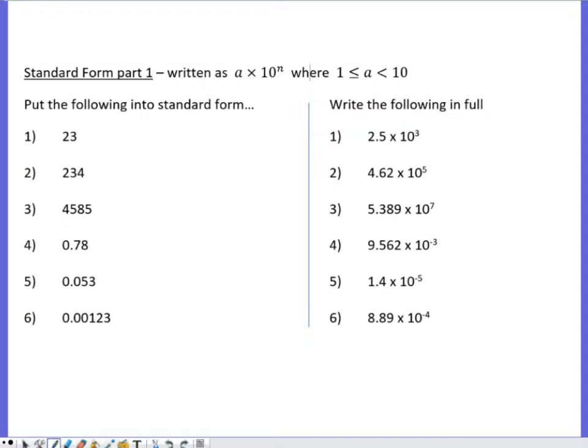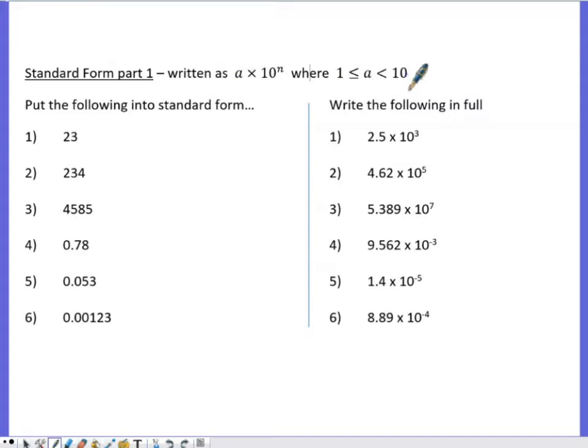Standard form is used for writing really big and small numbers. The form that you have to write it in is something times 10 to the power something. The condition for that first number is it has to be between 1 and 10.